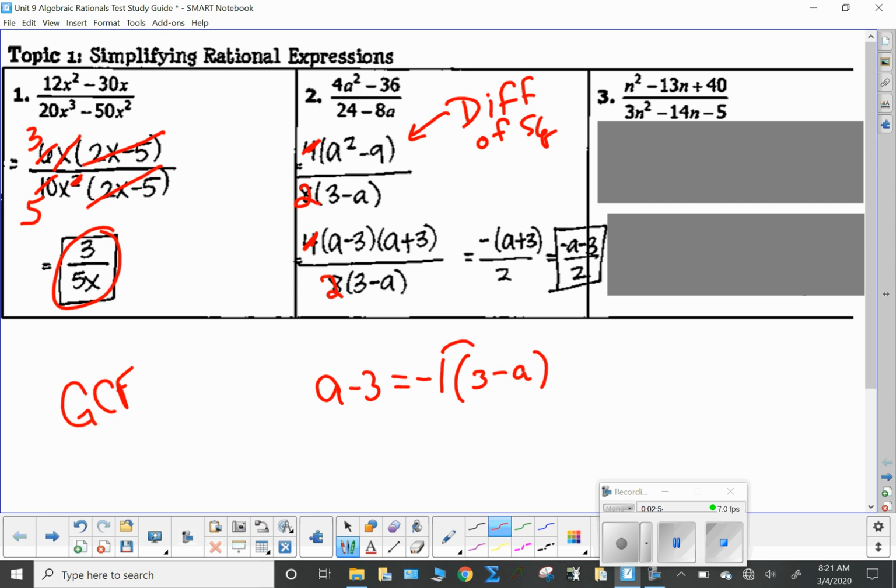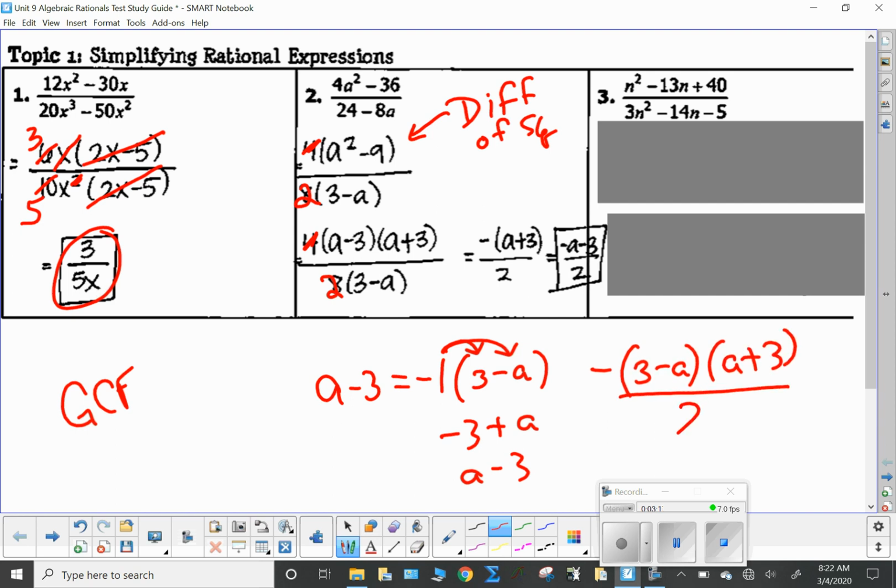Okay, so if I distribute this back, just so you can see, I would get negative 3 plus a, which is a minus 3. So this is the same thing. This right here winds up going up here. So now I've got negative 3 minus a over a plus 3 all over 2 times 3 minus a. Now these two cancel, and I'm left with this answer. You can distribute the negative. If you left it like this, that would be fine as well.